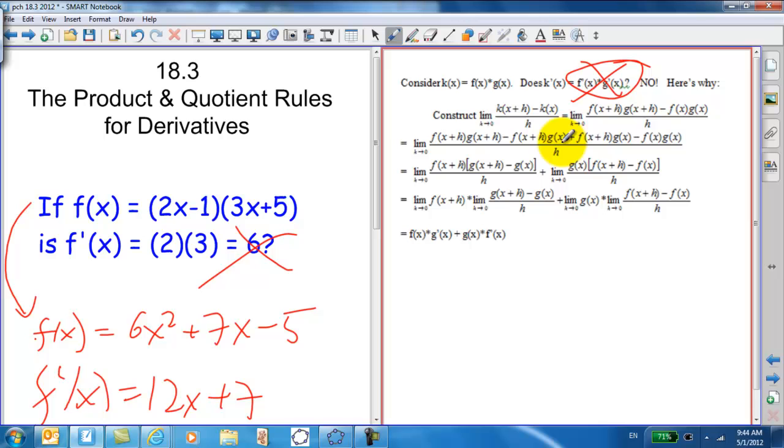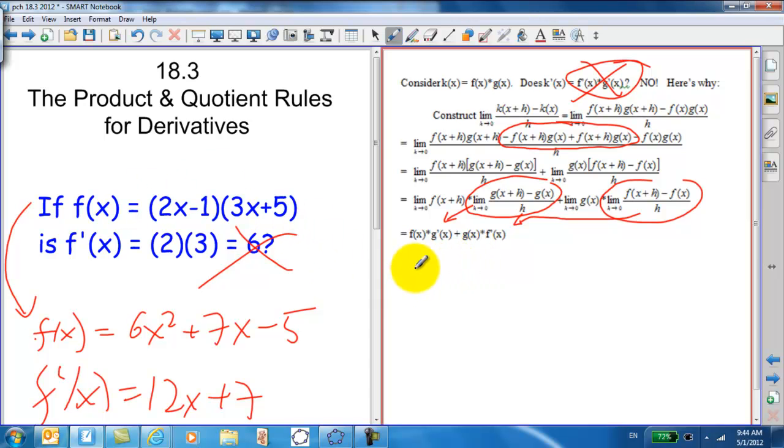The tricky part of the proof is knowing exactly what to add in the middle here. Add and subtract, so that you can actually factor out the limit as h goes to 0 of f(x + h) times the limit as h goes to 0 of [g(x + h) minus g(x)] over h. This ends up being g prime, and this ends up being f prime. And so there's your product rule.